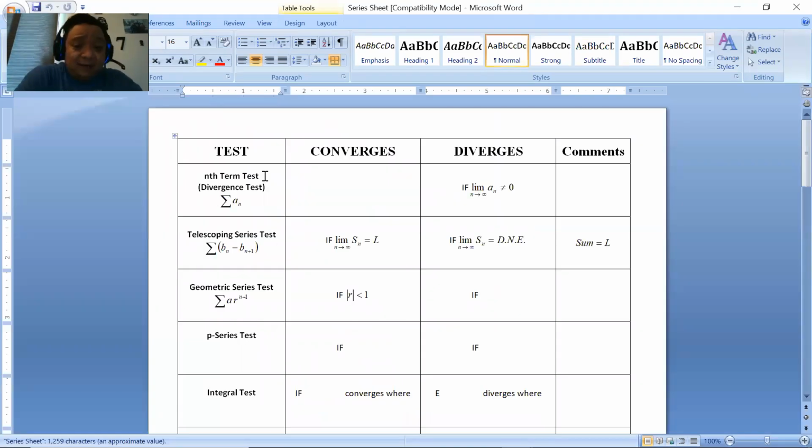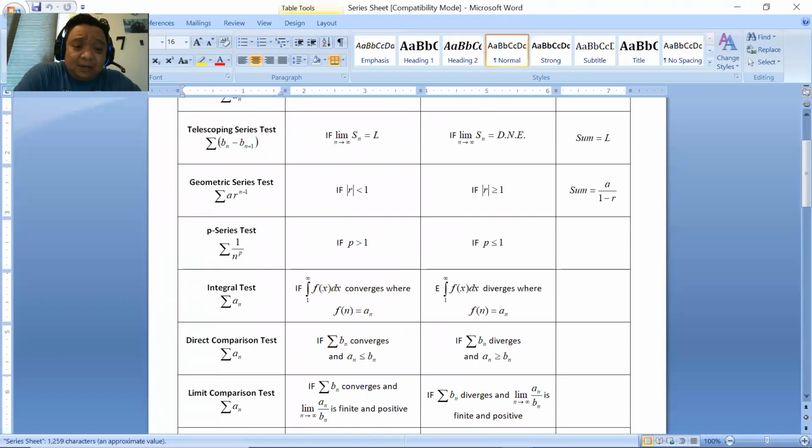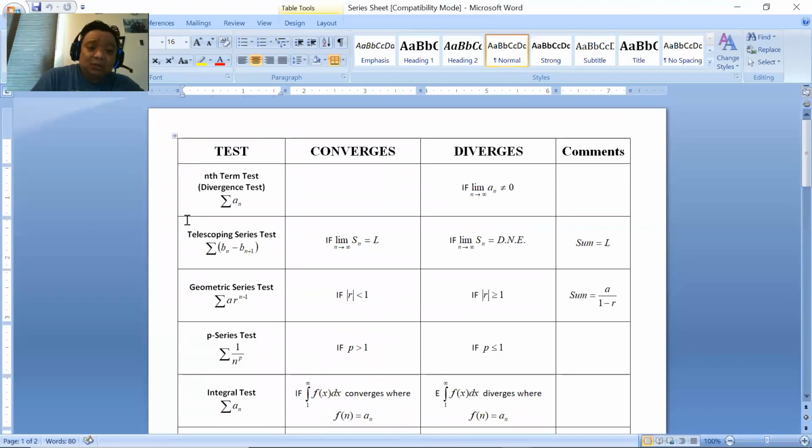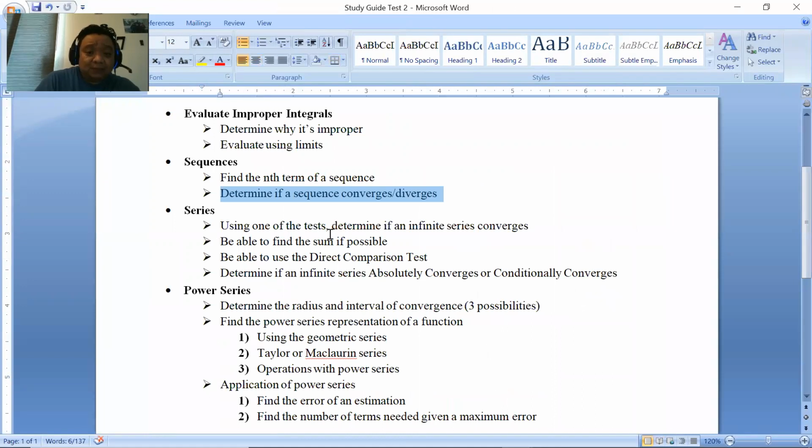So again, this series, right? So this is on Pearson, right? So there's actually 10 of them. So there's 10 tests. So make sure you can use or determine if a series converges or diverges based off of this. Okay. So that's the first part.